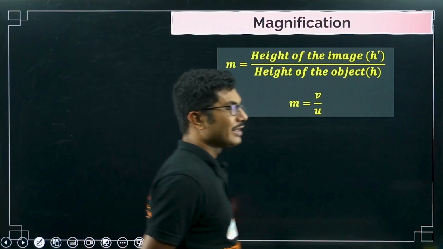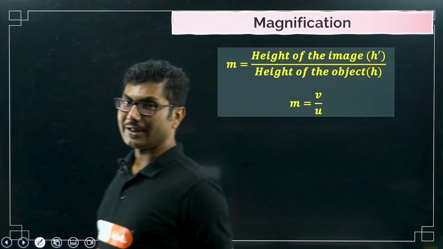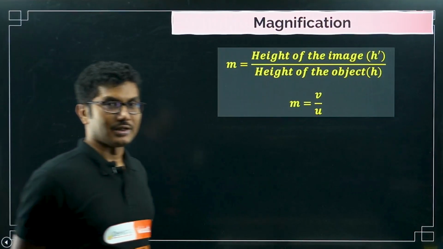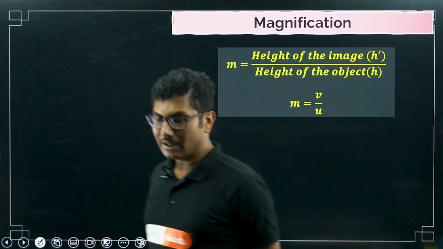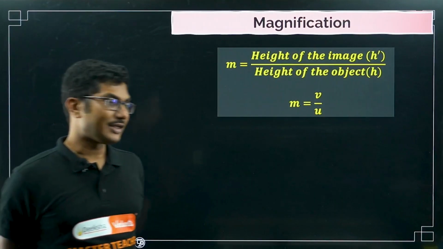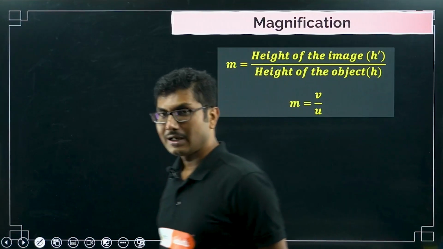But if the value of magnification is negative, that means the image is inverted, and that means the image is real. And if m is greater than 1, then the image is enlarged. If m is less than 1, the image is diminished. Clear?